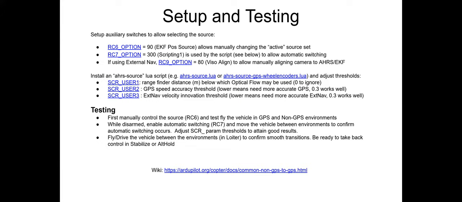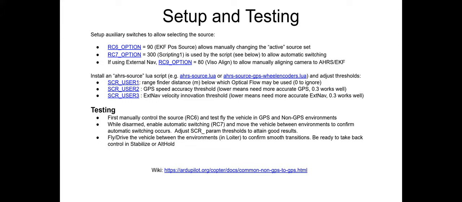Then what you do is you may need to manually adjust some of the thresholds that the scripts use for deciding which sensor set to use. So these are all a bit arbitrary, but these particular scripts use these three parameters. The SCR user one is used for the rangefinder threshold. So below the rangefinder threshold, it may use optical flow. It certainly will not use optical flow if it's above that rangefinder.